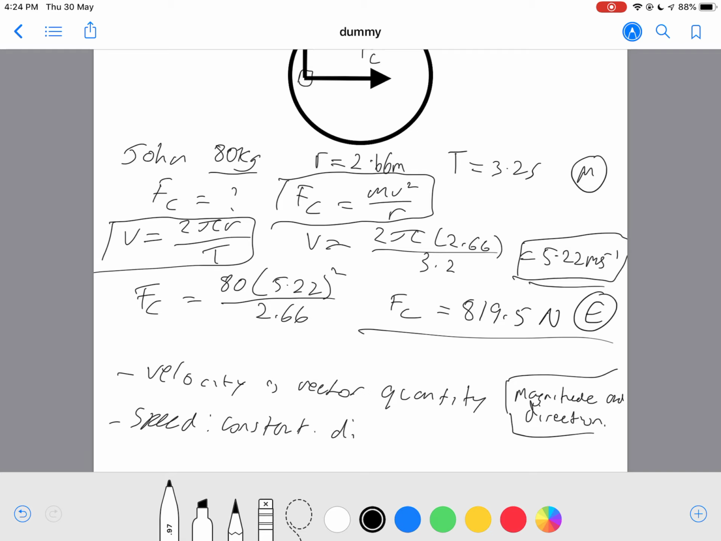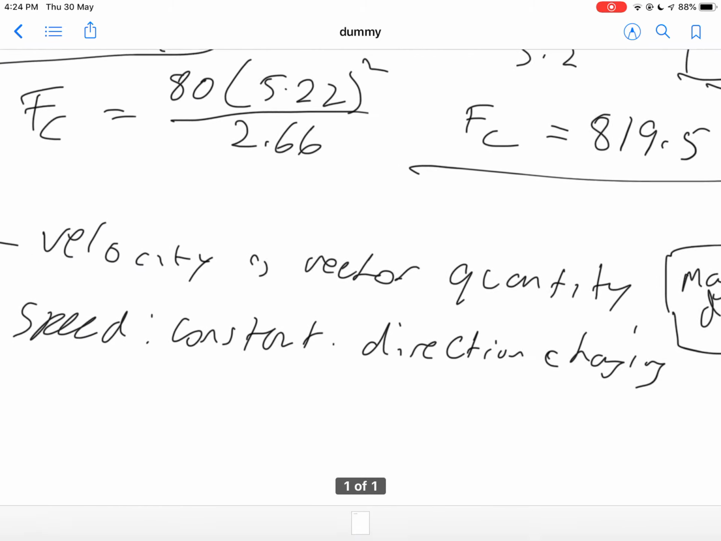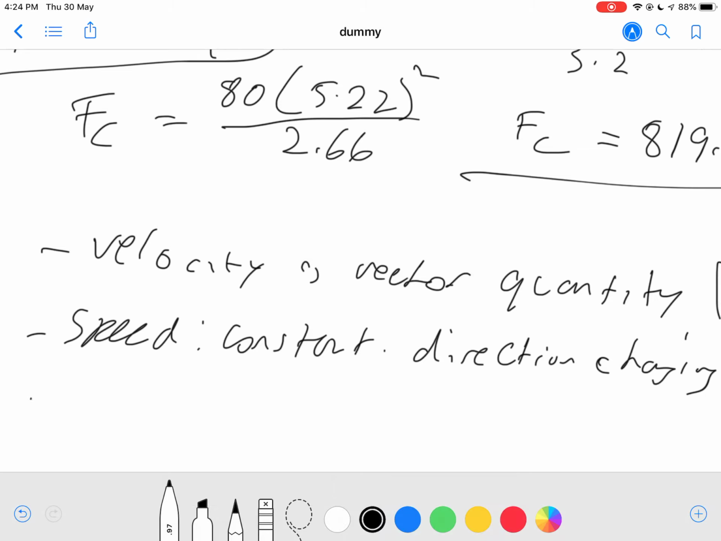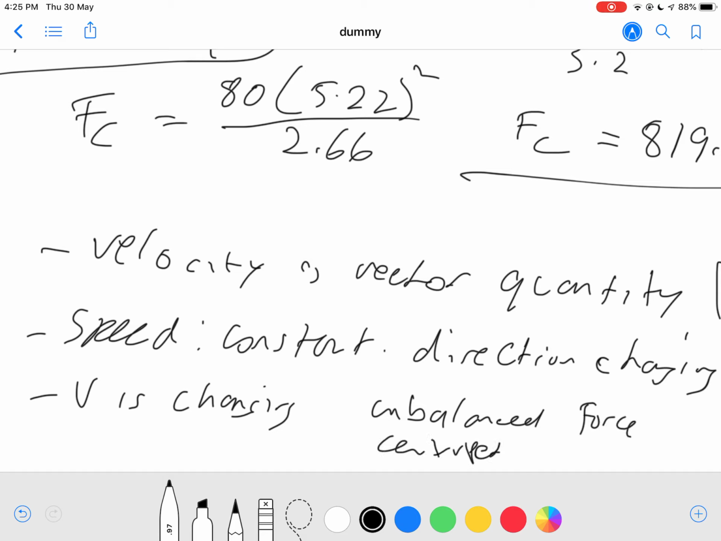Speed is constant, direction is changing though. Because the direction is changing, and velocity is a vector quantity, we can say velocity is changing. And this can only be done if there's an unbalanced force, the centripetal force. So you have to link it back to centripetal force, and then you link it back to Newton's law of F equals ma.